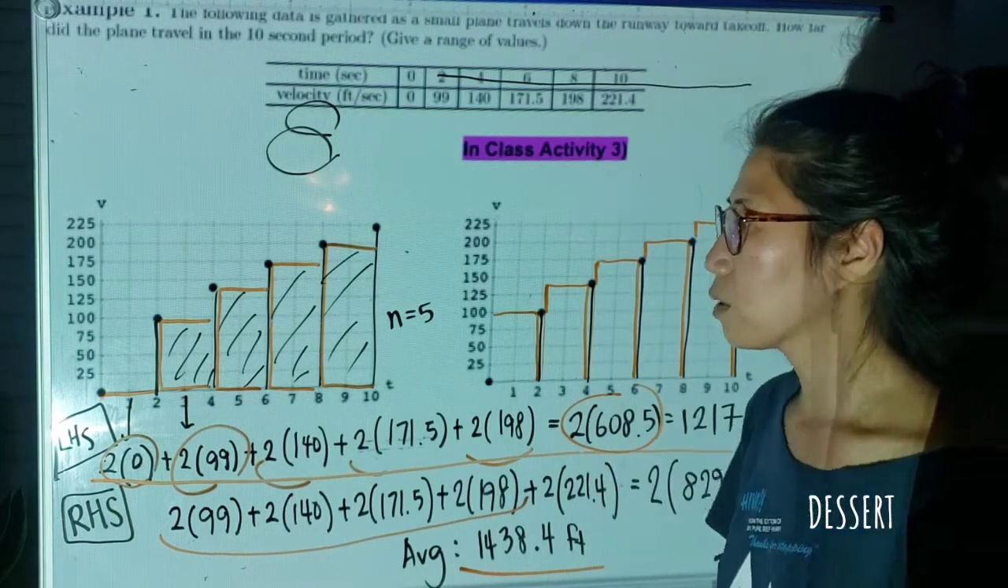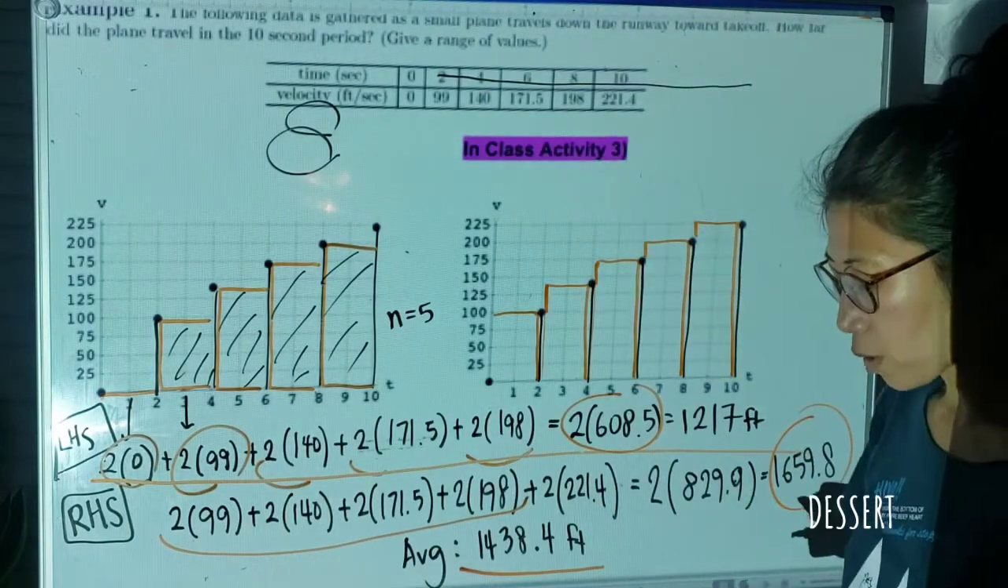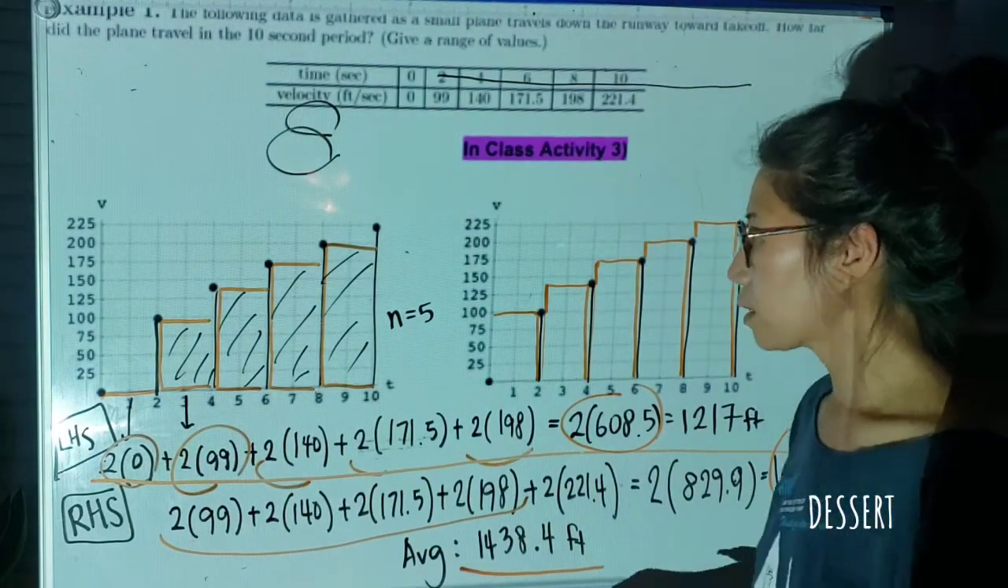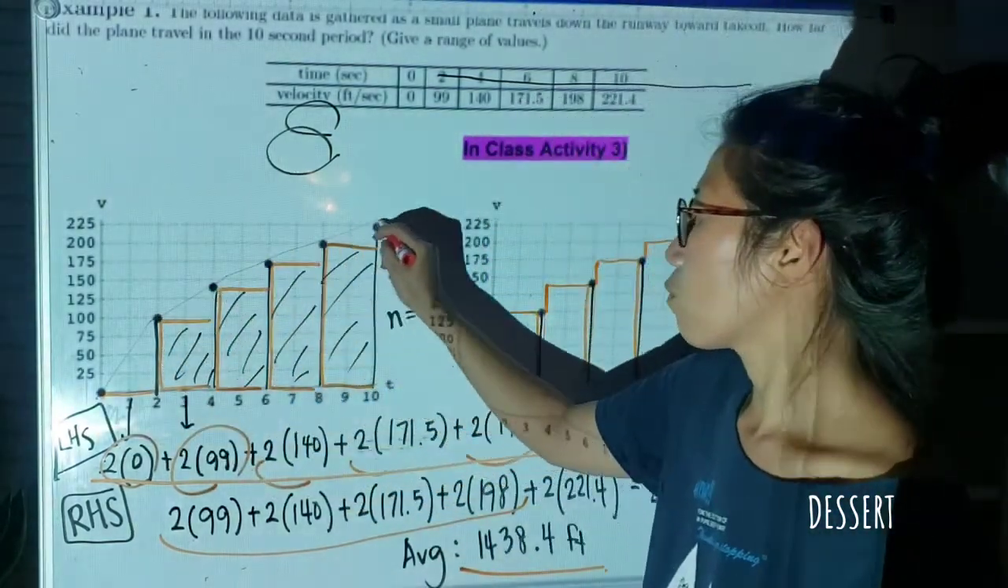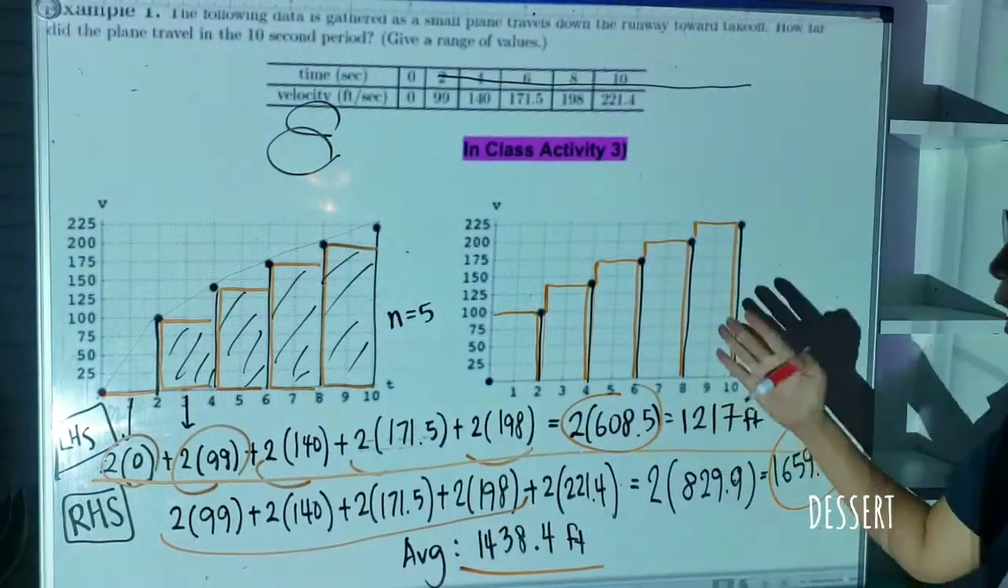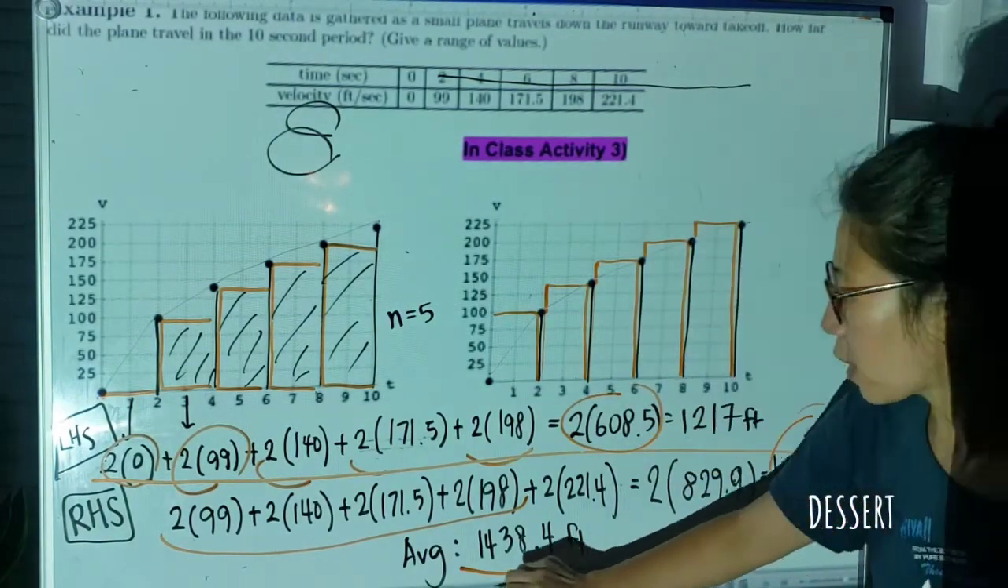So now let's analyze it. Left hand sum. Is this going to be overestimated or underestimated, class? Do you see that this will be underestimated because your graph is actually right here, but the estimate is under. How about this one? This will be definitely overestimated. That's why we are taking the average.